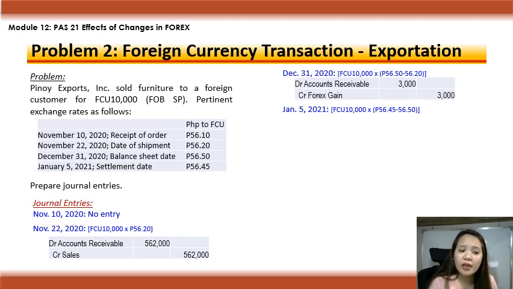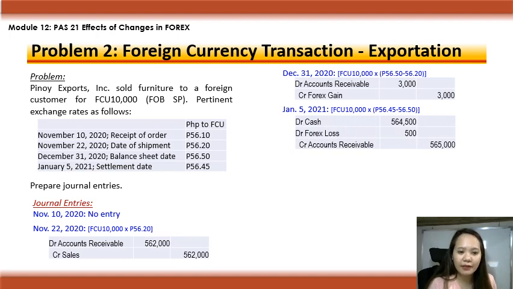And then, on January 5, 2021, nung na-receive mo na yung bayad, naging 56.45 siya, bumaba naman from 56.50. So, meron kang 0.05 na baba na lugi. So, meron kang forex loss for that, 500. Tapos, credit mo yung accounts receivable mo na 562,000 debit plus additional debit na remeasurement na 3,000. That will be 565,000. Tapos, meron kang cash. Magkano yung actual cash na na-receive mo? That will be the closing rate as of settlement date, 56.45 times 10,000 foreign currency unit. That is 564,500.